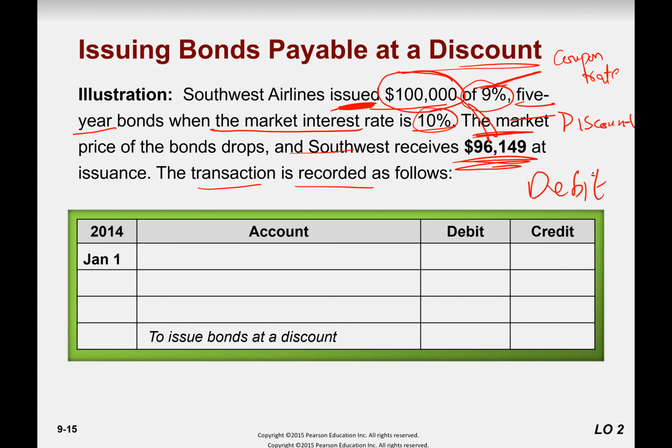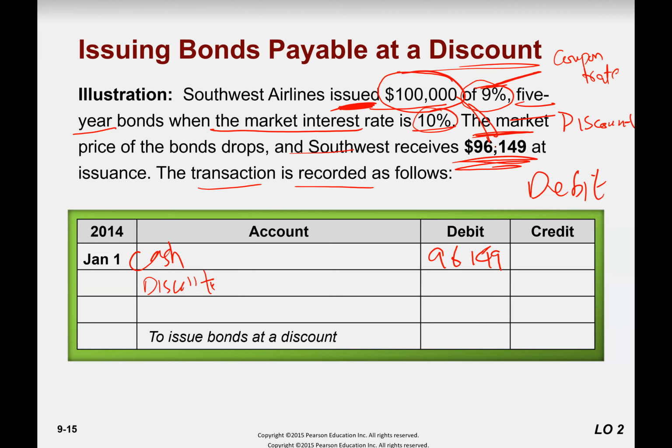And what we call that discount is a debit balance. So cash received. When you issue the bond, cash is an inflow. Cash increases, and cash increase means cash on the debit side. So 96,149. Discount. Bond discount is the difference from 100,000. How much is that? I think 3,000 something.